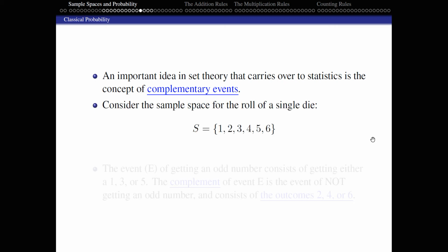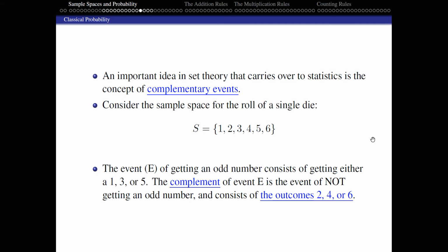So consider the sample space for the roll of a die, 1, 2, 3, 4, 5, 6. The event of getting an odd number is 1, 3, or 5. So the opposite of getting a 1, 3, or 5, or the opposite of getting an odd number, is an even number. That would be a 2, 4, or 6. So the complement of event E, which is odd numbers in this case, is even numbers. Again, complement meaning opposite.